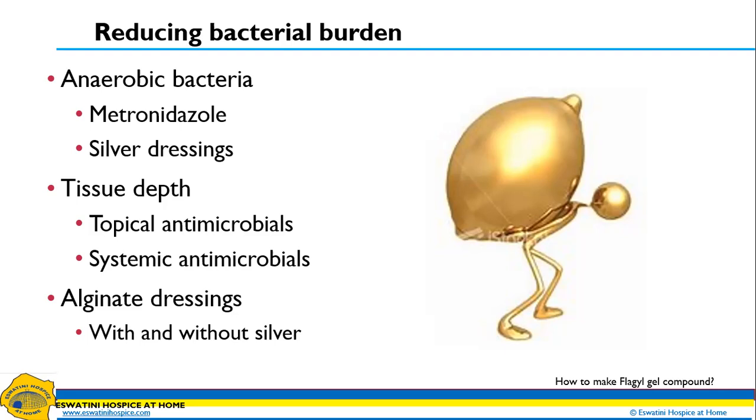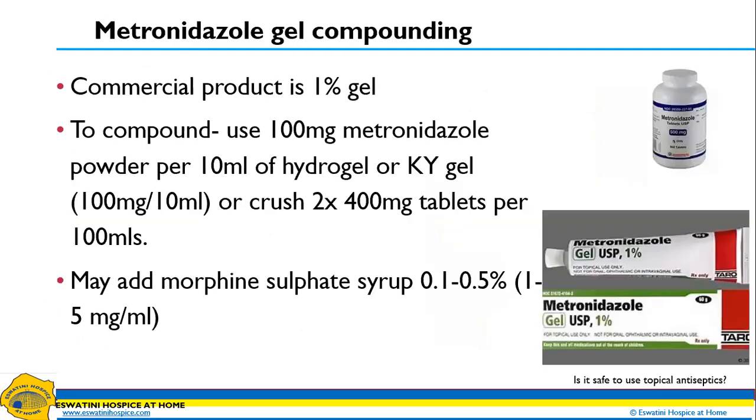And also the tissue depth. We look at the tissues and then we use topical antimicrobials or systemic antimicrobials, looking at how deep the bacterial infection is. As I've mentioned, we also use alginate dressings with or without silver, because the alginates have calcium in them that exchanges with the exudates and absorbs it from the wound. Yeah, and alginates are good for wet wounds.